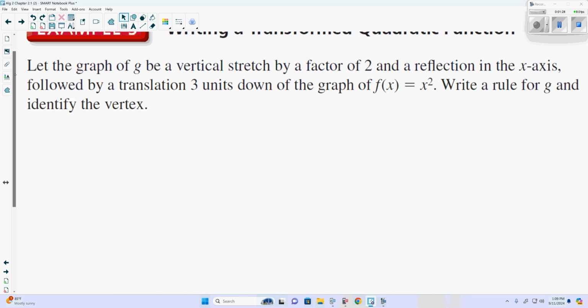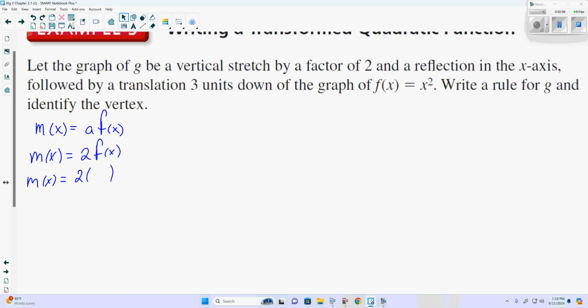So if we let the graph of g be a vertical stretch by a factor of 2, and a reflection in the x-axis, followed by a translation 3 units down, we have 3 different transformations. So I'm going to call the first m of x. Our vertical stretch by a factor of 2, vertical stretch and shrink, is our a times f of x, where a is the amount that we're stretching or shrinking the function by. And for us, our value of a is what? 2. So we'd have 2 times f of x.